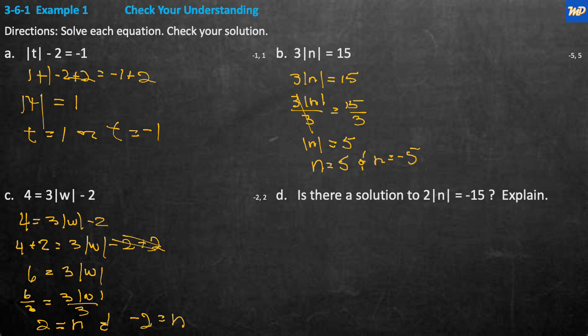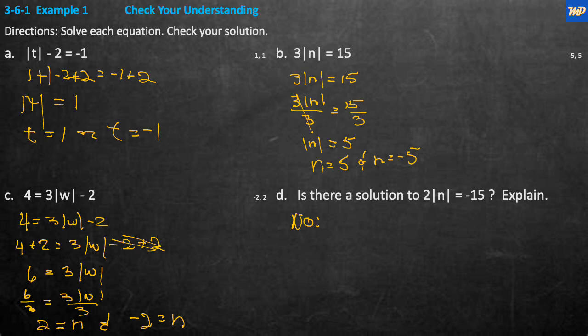And then here, this last one. Is there a solution to 2 times the absolute value of n equals negative 15? Well, the answer has to be no. There is no solution. Why? Because no matter what you do on this side, there's no addition and subtraction, so all you can do is multiply. Now, if you were multiplying by a negative number, it would be okay, but you're multiplying by a positive number.